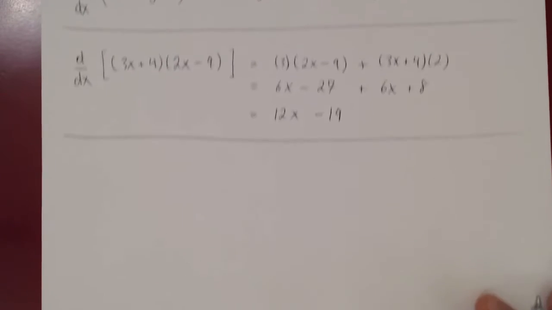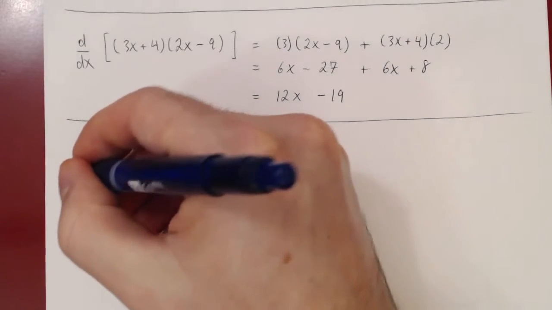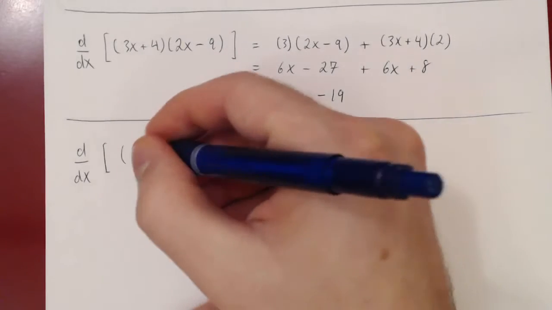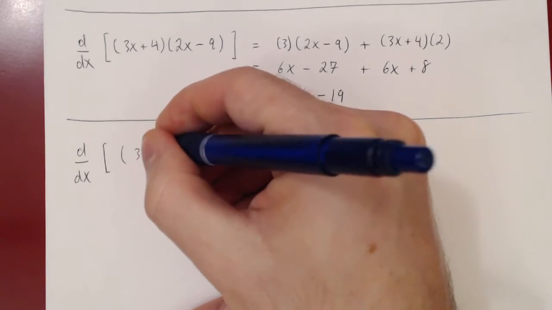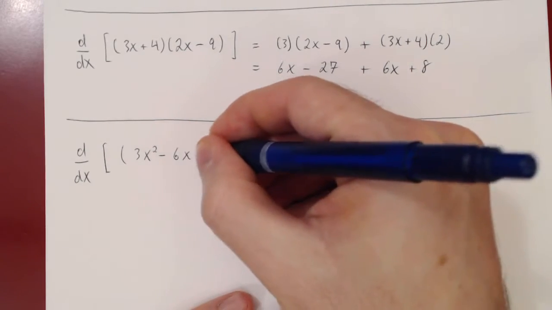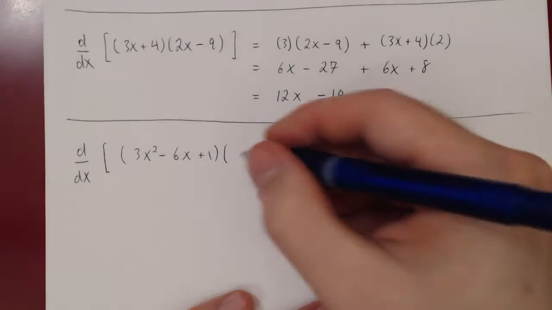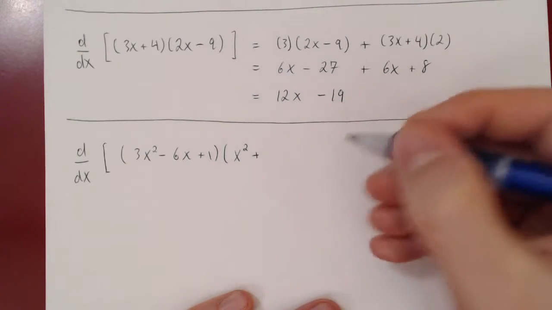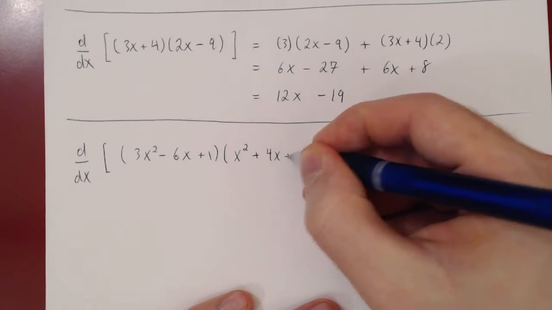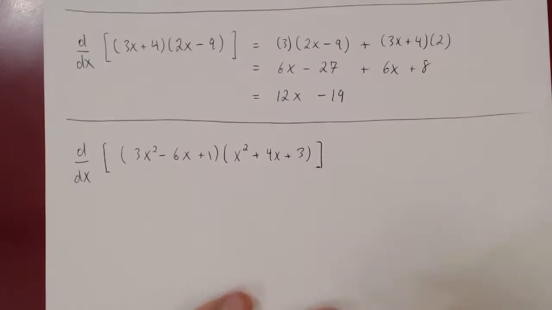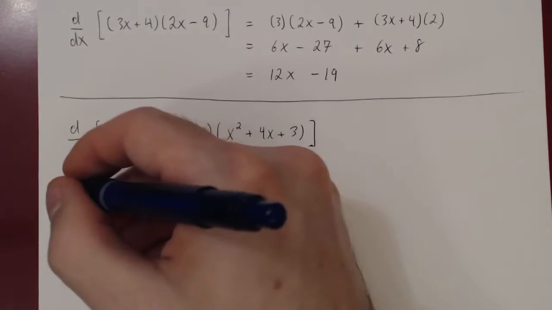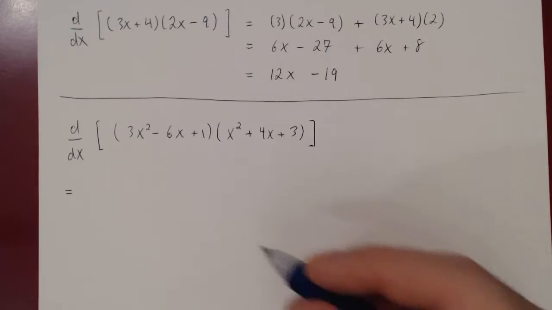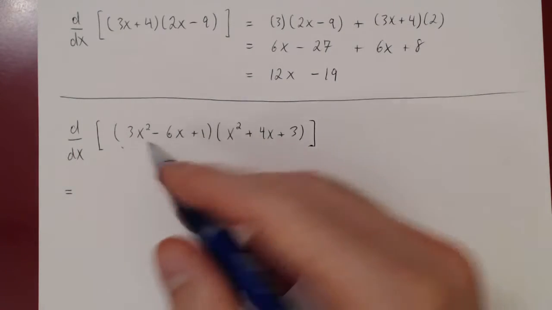Let's do a second example. What if we look for the derivative, and now let's take a product of two quadratics. So say 3x squared minus 6x plus 1 times x squared, let's go with plus, 4x plus 3. So let's apply the product rule. We look for the derivative of a product of these two functions. So the product rule says derivative of the first function.